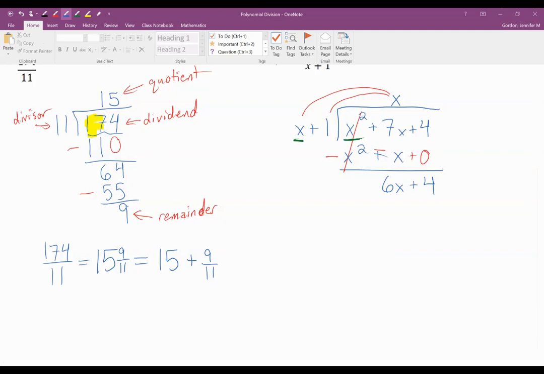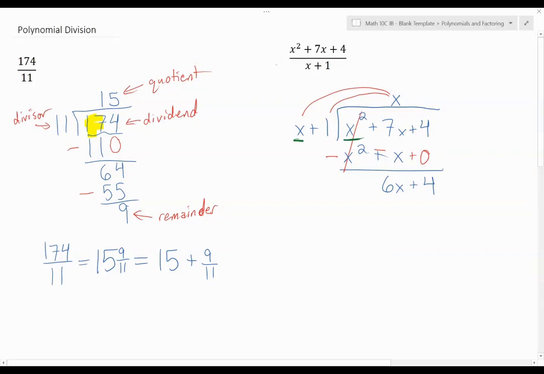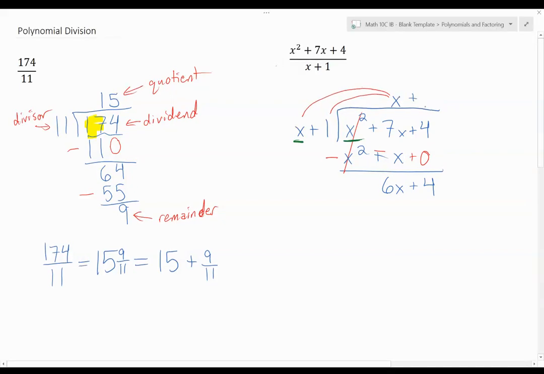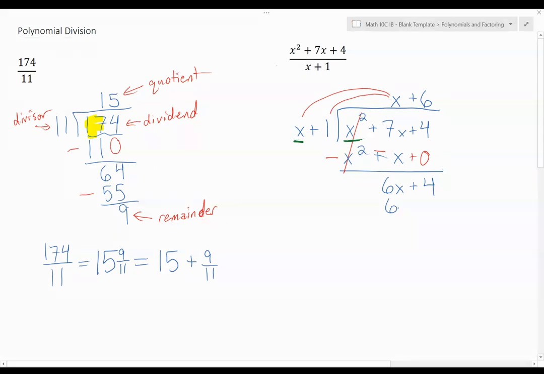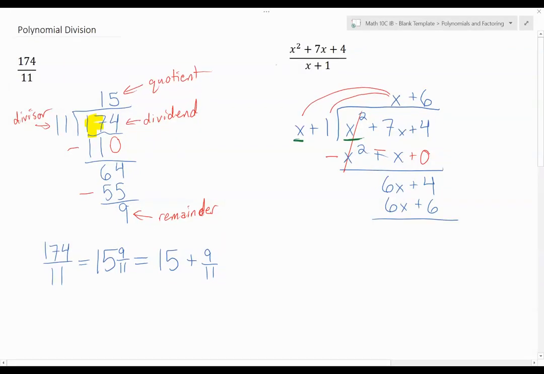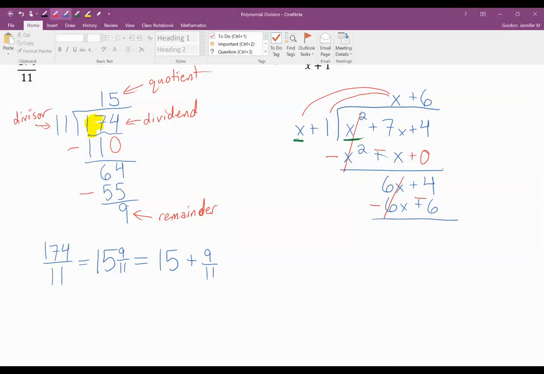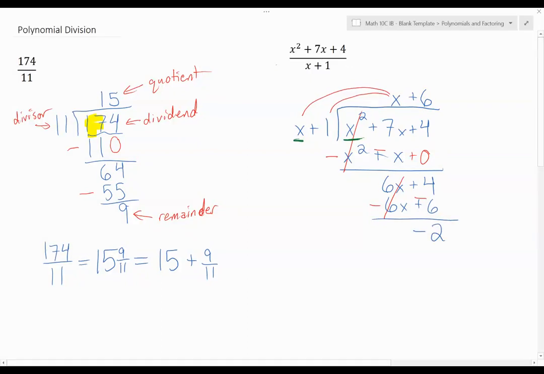So I now take 6x divided by x, which is 6. I do have to put a plus sign, so plus 6. Now I'm going to distribute that 6 to both parts of the divisor, so 6 times x is 6x. 6 times 1 is 6, so plus 6. And finally, I'm going to subtract. So I need to subtract both parts, 6x minus 6x. And then 4 minus 6 is negative 2. So my remainder is negative. That's fine, no problem with polynomials to have negative terms.